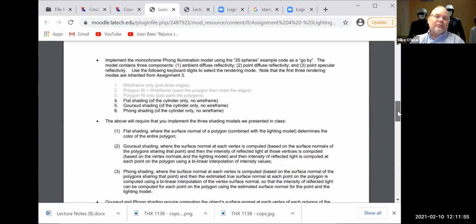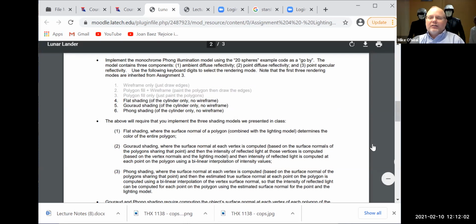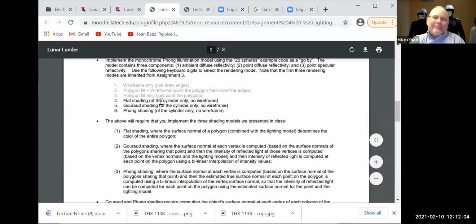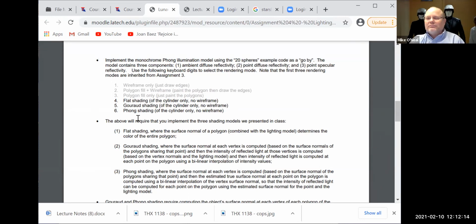I'm not going to grade 1, 2, and 3 again, but you should map 4 to flat, 5 to Gouraud, and 6 to Phong. And I'm only going to be interested in, we've got multiple objects down here in 1, 2, and 3, but when I go to flat, Gouraud, and Phong, I'm just using the cylinder. So if you want to leave the other objects on the screen, you can, or you can just not paint them.